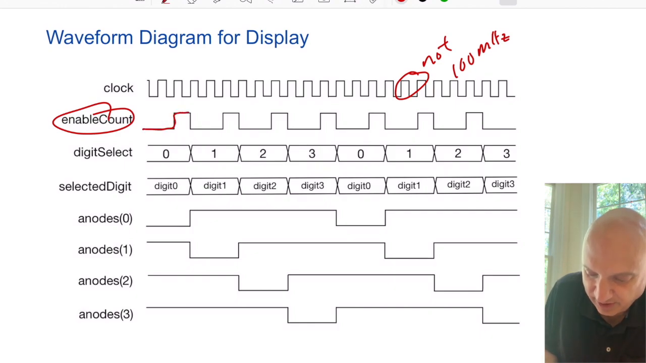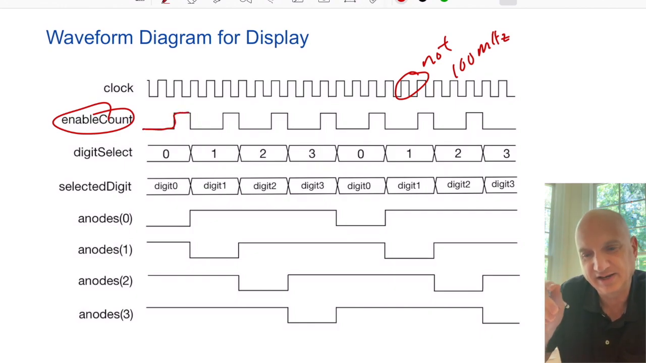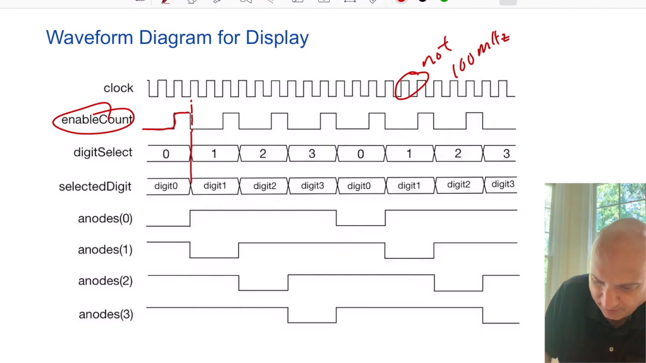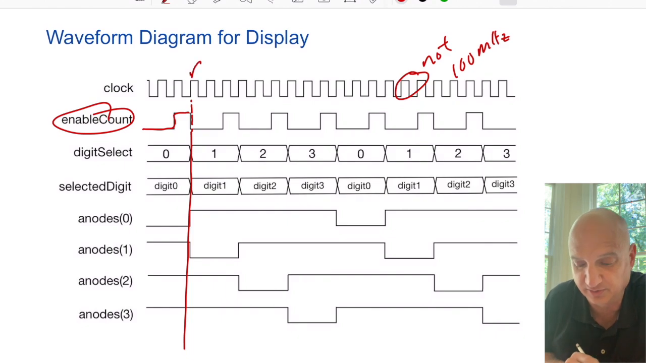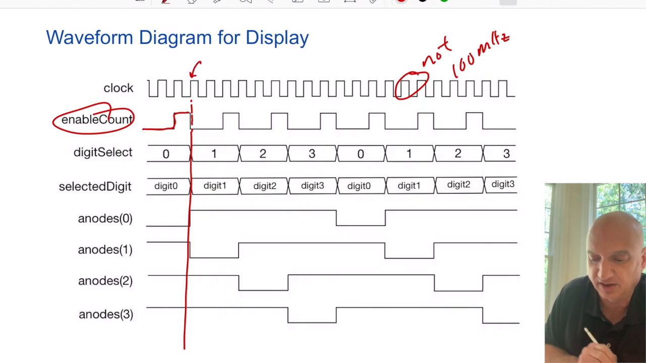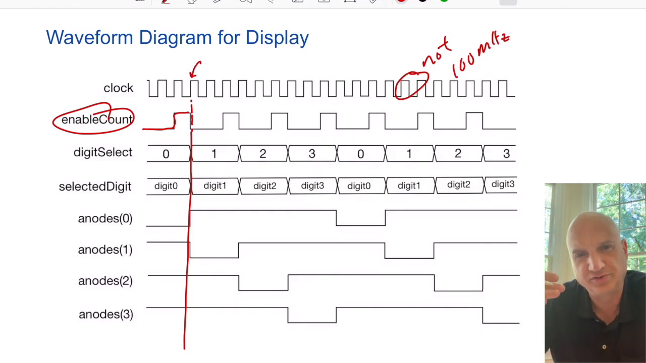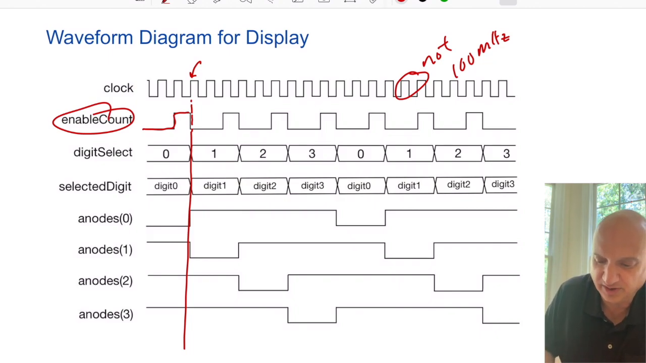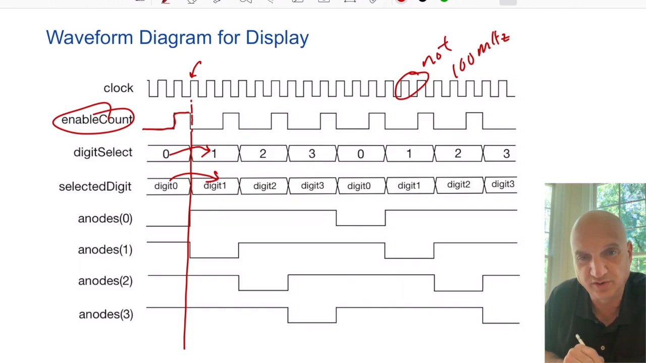So when the enable count goes high, it's really setting up what happens at the next clock cycle. Everything is still driven by the clock, but the enable pulse is what tells us the clock is activating it. So this enable going high means, since count enable was high when that occurred, digit select goes up to the next digit. That means instead of digit 0, I'll be displaying digit 1 in this case.